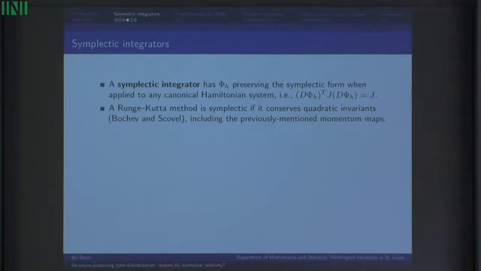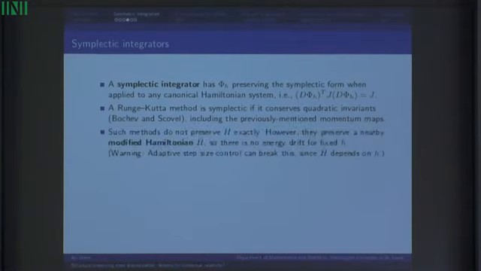So Runge-Kutta methods actually can be symplectic. And one of the, I think, tidiest characterizations of symplectic Runge-Kutta methods, which was discovered by Bochev and Scovel, is that a Runge-Kutta method is symplectic if it conserves quadratic invariants. Right? So in particular, these methods preserve the symplectic form, and you also get conservation of those linear and quadratic momentum maps that we saw on the previous slide. So a symplectic Runge-Kutta method will also preserve, for example, linear and angular momentum if that's a property of the system it's simulating.